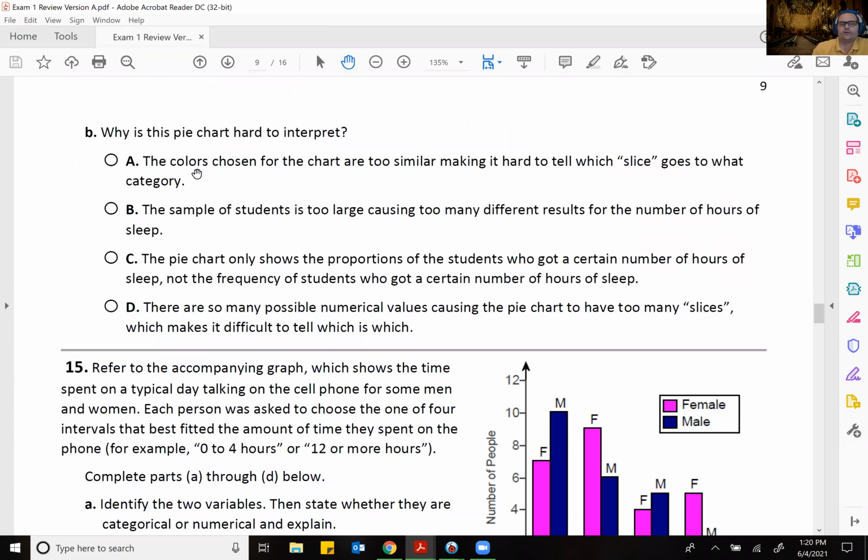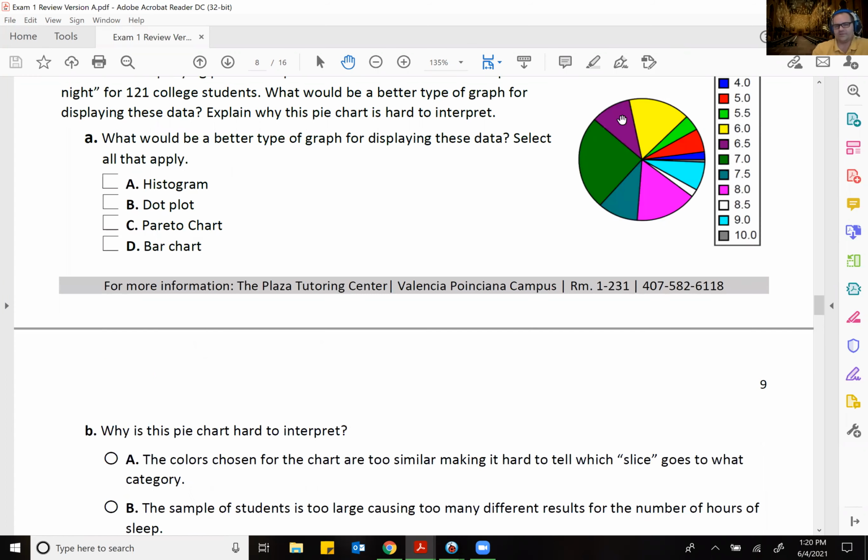So in here, the colors chosen are too similar. All of these are different colors and they're not really similar. I can distinguish every piece, even though this slice is pretty small. But I can still see that piece, right? I can see every slice and I don't have colors blending together. Does that make sense? Like if this was more yellow next to this yellow, that might make difficulty. So it's not the colors that are a problem.